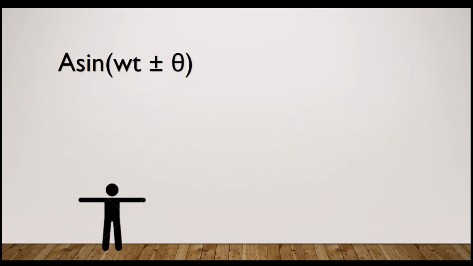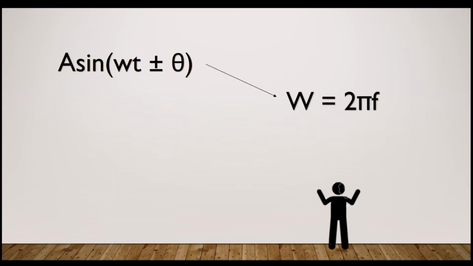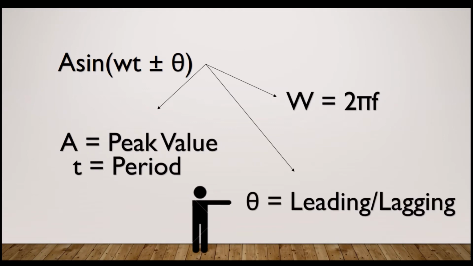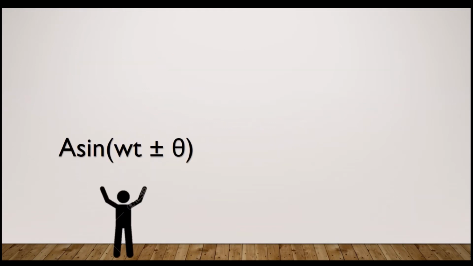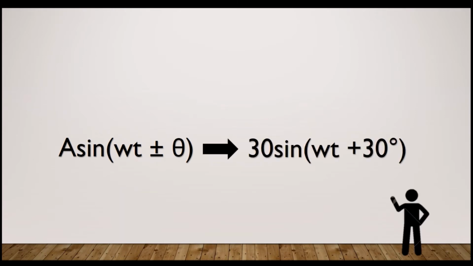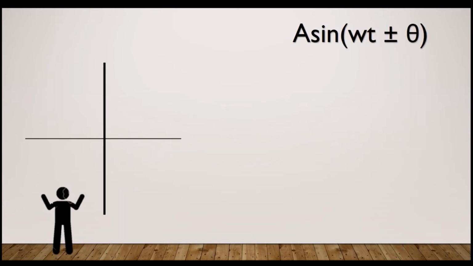The general form of a sine wave is represented as A sin(ωt ± θ), where ω is 2π frequency, A is the peak value, t is the period, and θ is the leading or lagging angle. For our example, the peak value is 30 and the leading angle is the plus 30 degrees.